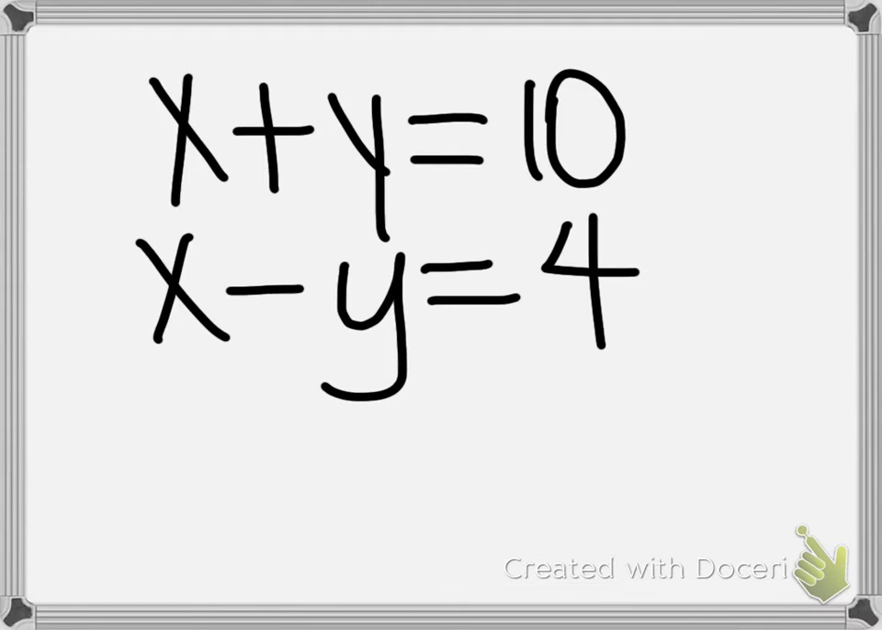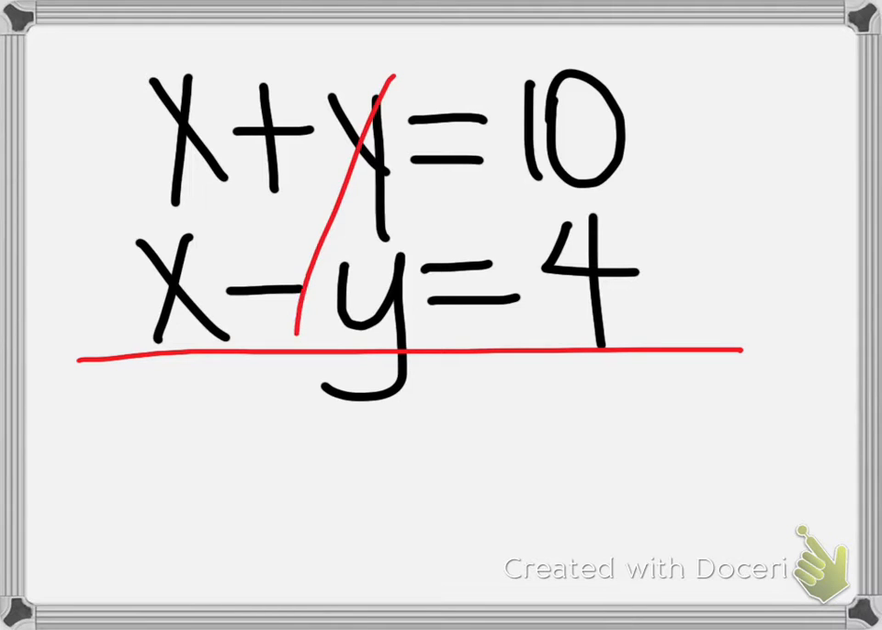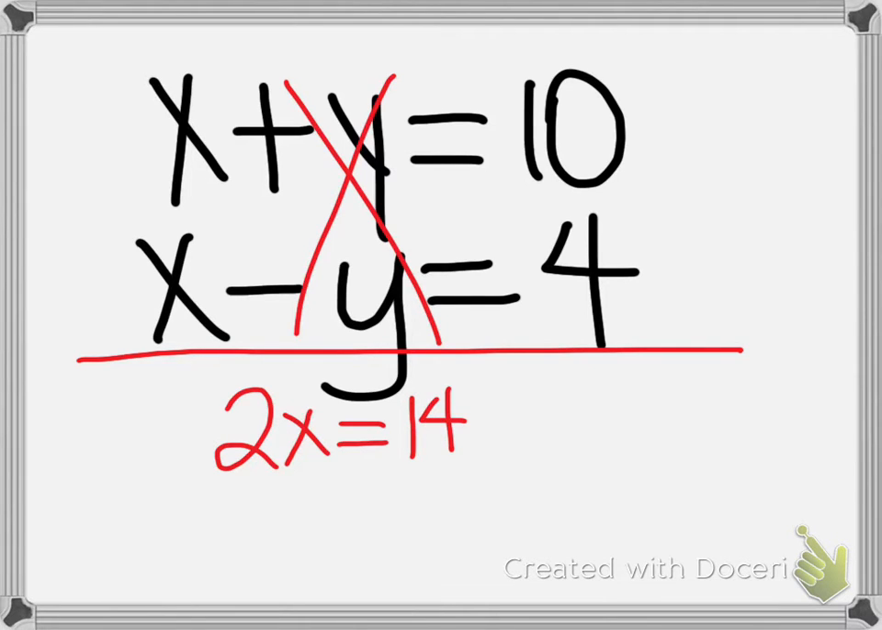The first equation: x plus y equals 10, and x minus y equals 4. So we have to choose a variable to eliminate. We're going to eliminate the y's because one's positive and one's negative. Combine your like terms, so x and x combine to give me 2x, and 10 and 4 combine to give me 14. So I want to solve for x, and I'm going to do that using the division property. I'm going to divide both sides by 2, and I know x equals 7.